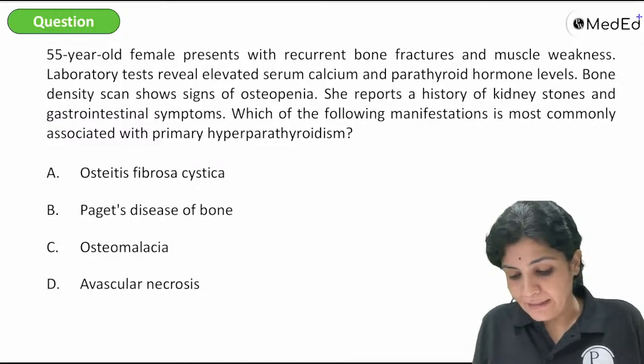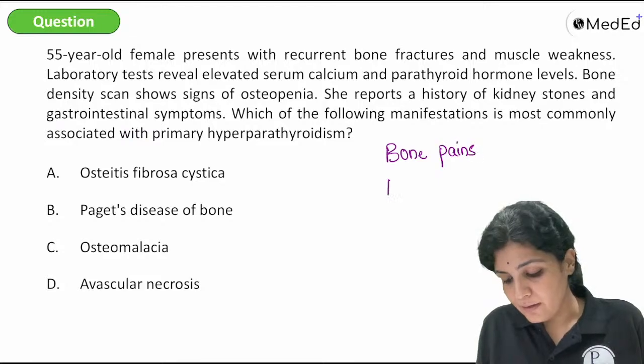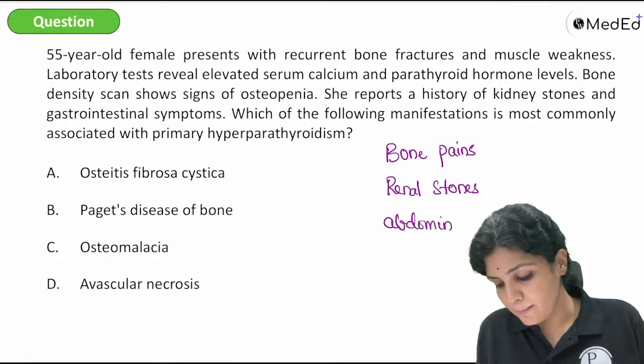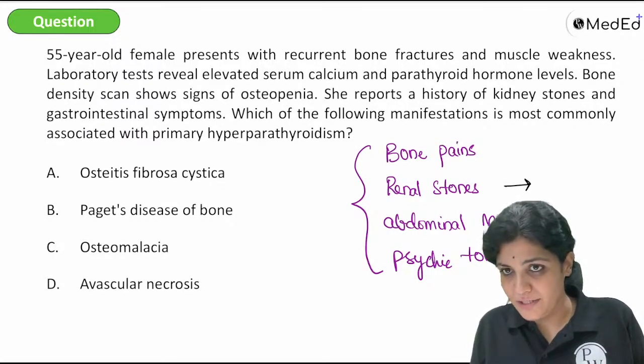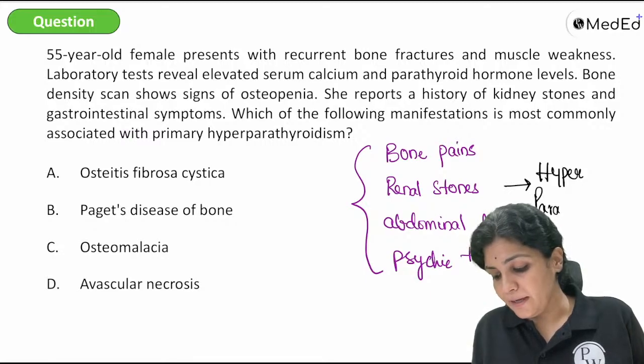So you know that there is one mnemonic which is bone pains, renal stones, abdominal moans, and psychic tones. And this is a very classical description which is given in our very important book of pathology, that is Robbins, right? So these are the features of hyperparathyroidism.